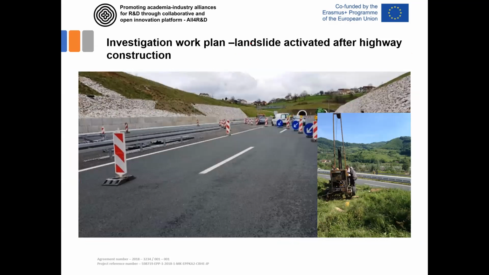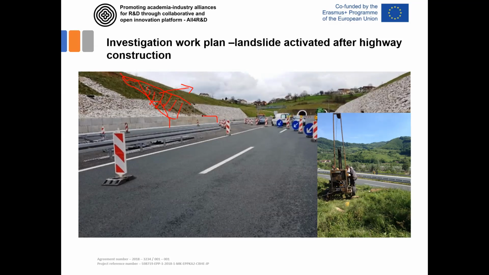Similar things happened when we have a landslide activated after highway construction. Here is a typical slope constructed like this in some steps. And here is the sliding that happened after the highway construction. So the highway was constructed, it was used for 1, 2, 3 years. After that, this failure occurs.